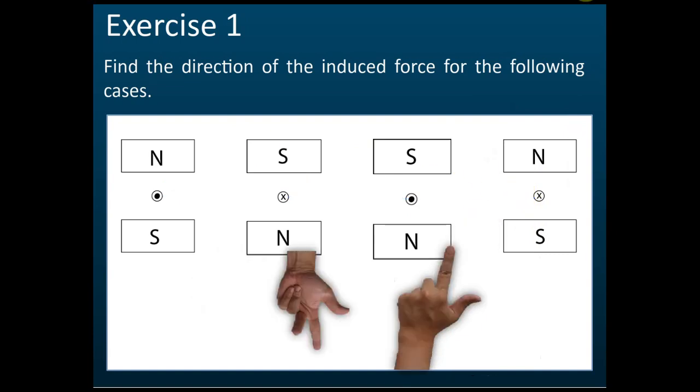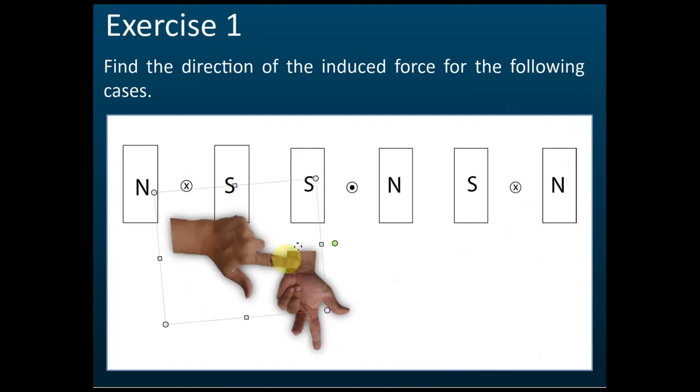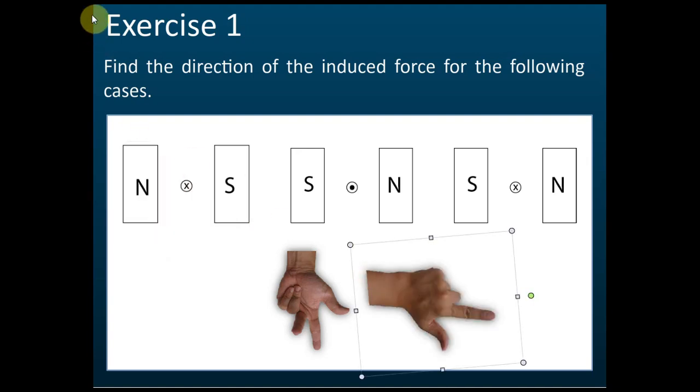Then let's see the last three questions. Okay, so this one, the field is from left to right, and the current goes in. The thumb points downwards. So therefore, the force is downwards.